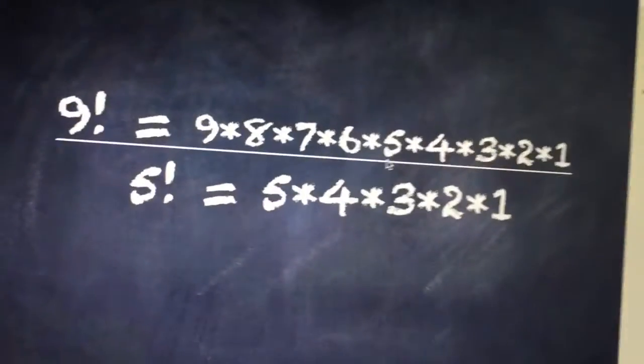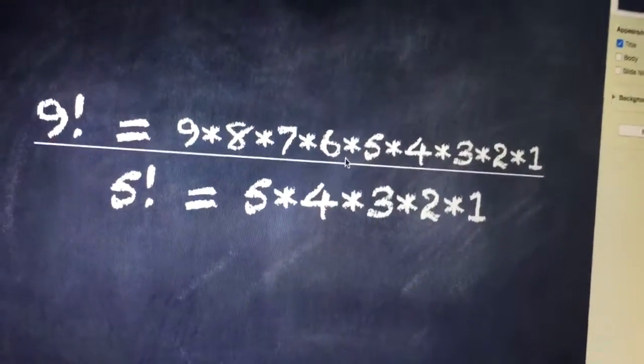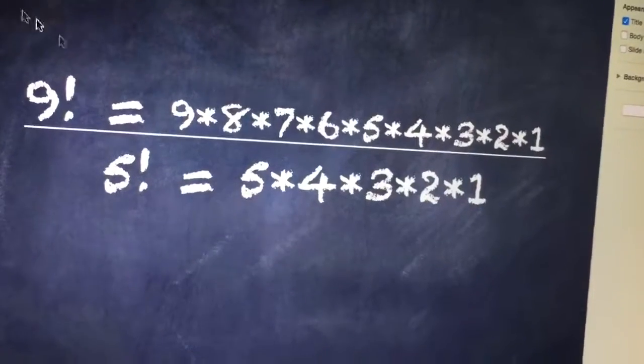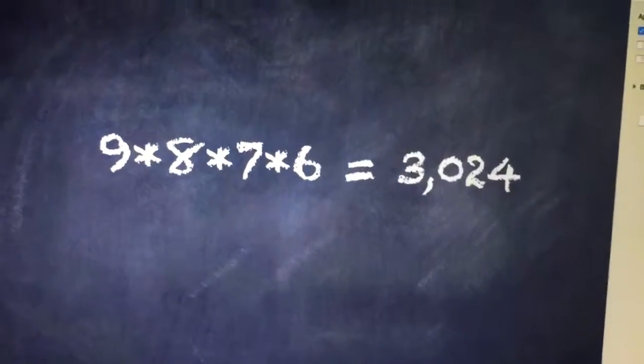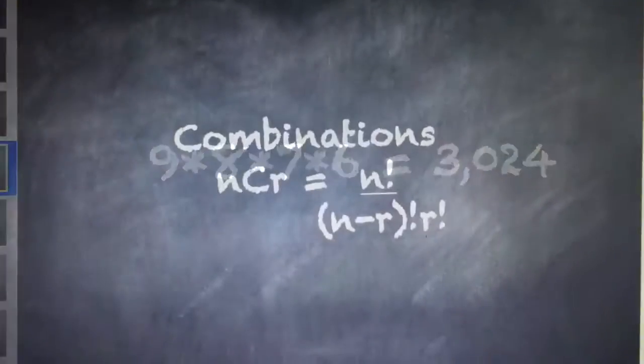If they're the same numbers, we can just cancel them out. So at the end, we'll be left with 9 times 8 times 7 times 6, which will get a total of 3,024.